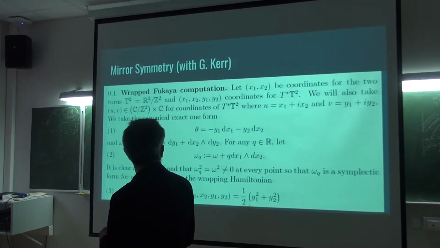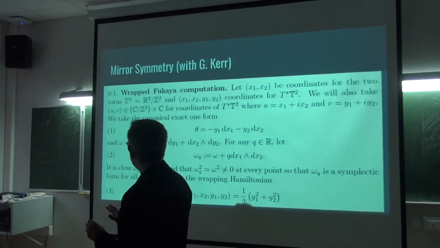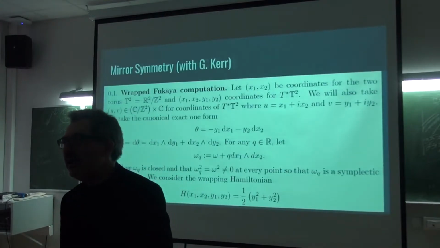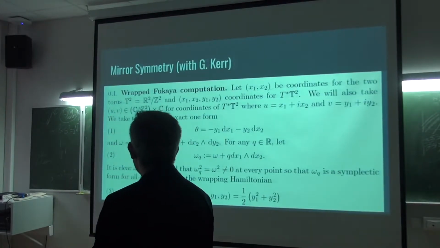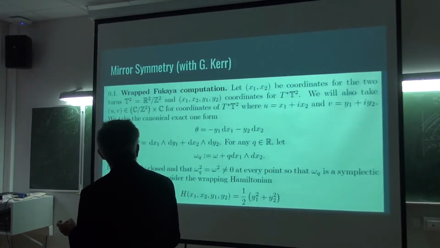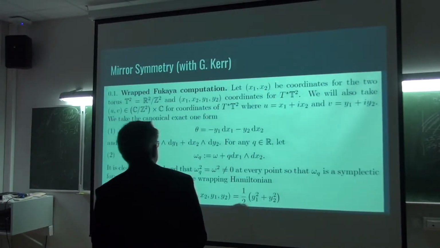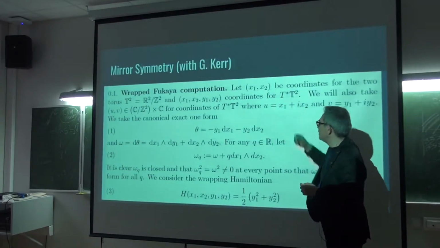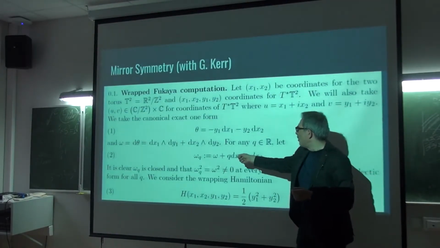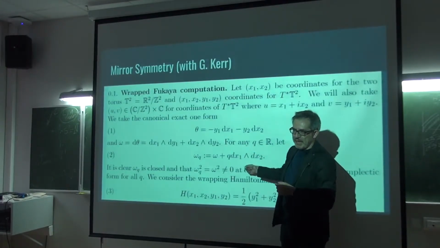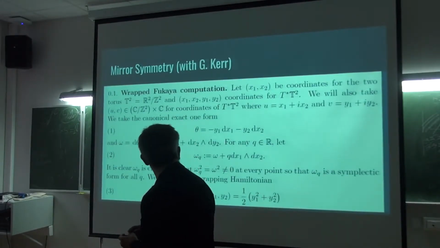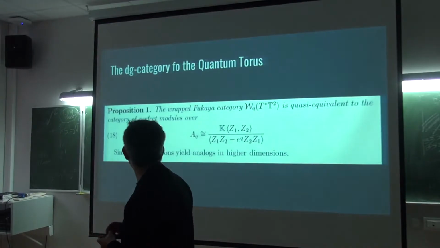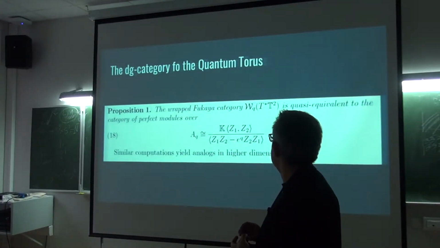Okay, well, maybe next time I'll talk about mirror symmetry. Let me just say that for the quantum torus, there is a way to do the Rad-Fukaya category computation. It lives on the cotangent bundle of the torus, and you just deform the usual complex structure by this parameter. And this will give you the mirror symmetry for the quantum torus.